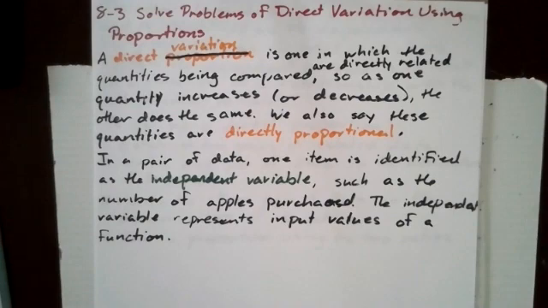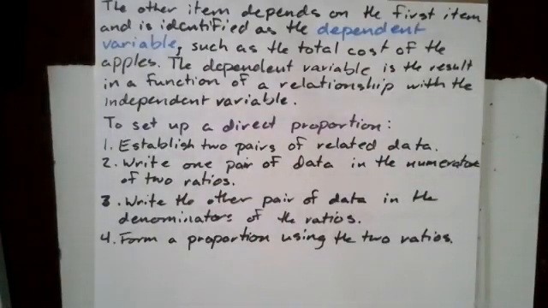In a pair of data, one item is identified as the independent variable, such as the number of apples purchased. The independent variable represents input values of a function. The other item depends on the first item and is identified as the dependent variable, such as the total cost of the apples. The dependent variable is the result in a function of a relationship with the independent variable.